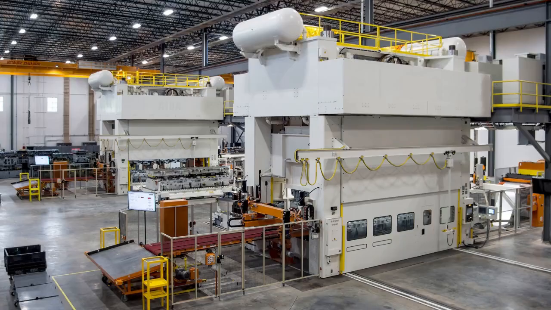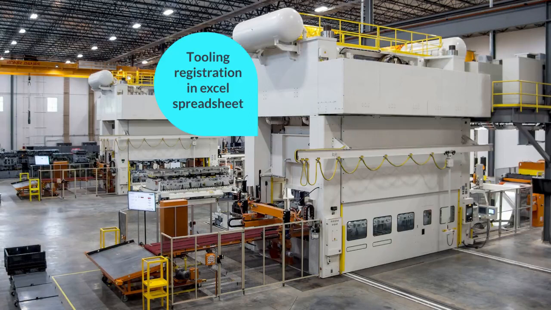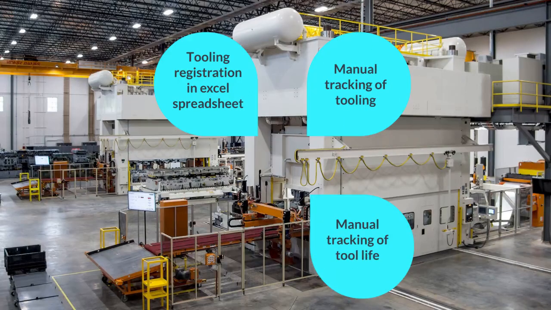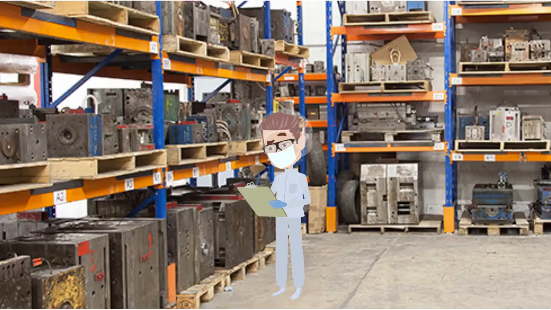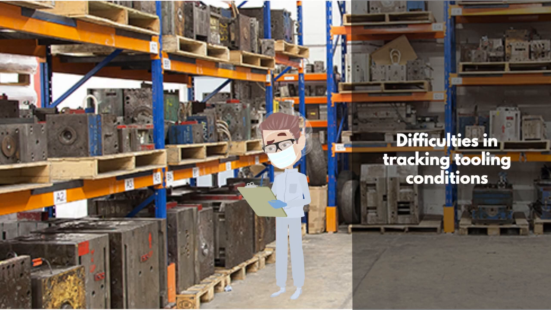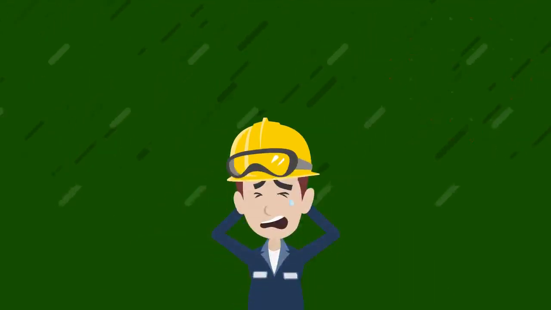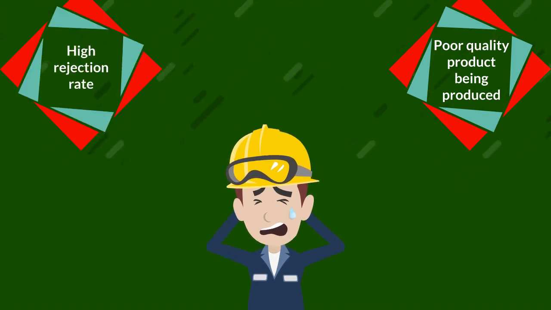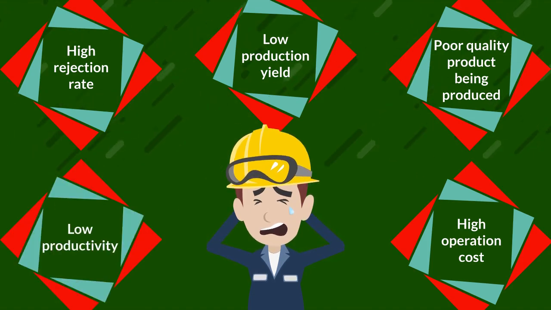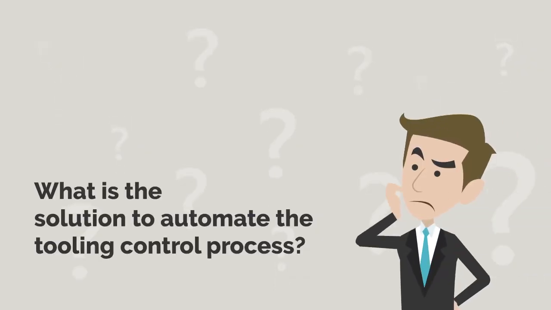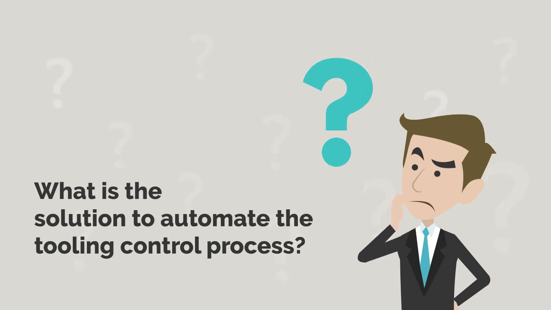The current way of tooling management consists of tooling registration in Excel spreadsheet, manual tracking of tooling, tool life, maintenance and modification records, tooling location and maintenance cost. Due to lack of an efficient way of tooling traceability, it is difficult to track tooling conditions in order to determine required tooling services. This results in poor quality product being produced, high rejection rate, low production yield, high operation cost and low productivity. In order to survive in the current competitive marketplace, we need a proven solution to automate the entire tooling control process.